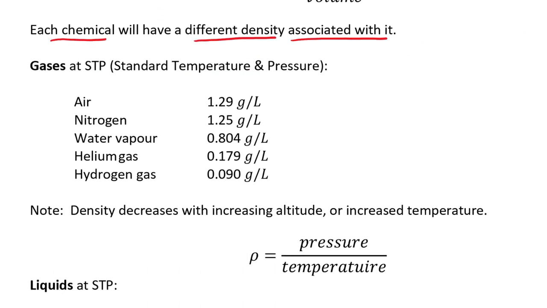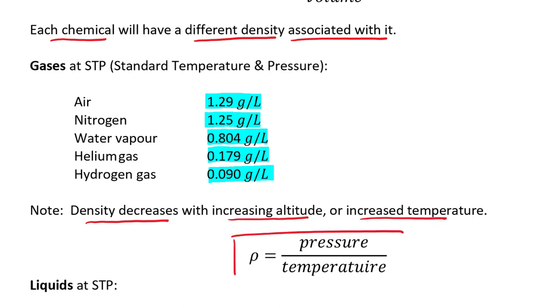If we examine some gases at STP, STP stands for standard temperature and pressure. Air, the air we breathe, which is mostly nitrogen, partially oxygen and other compounds, is 1.29 grams per liter. Nitrogen is about the same. Makes sense, 70% of the air is nitrogen, so the density would be about the same. Water vapor, slightly less. Helium, slightly more. Hydrogen, even less. Please note that density decreases with increasing altitude and increased temperature. Here's a formula here. This is not important for this math class, but it might be some handy knowledge to know for the future.